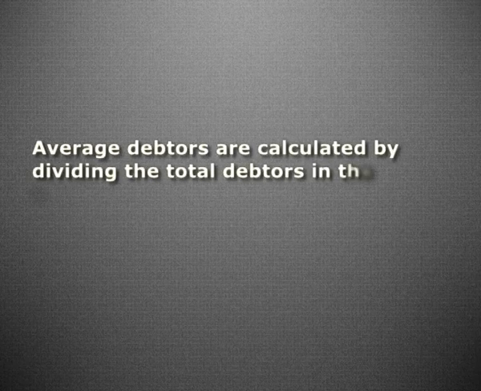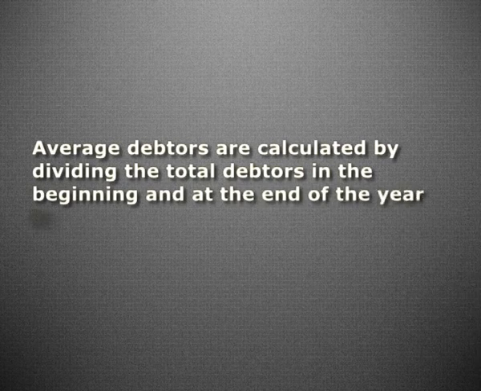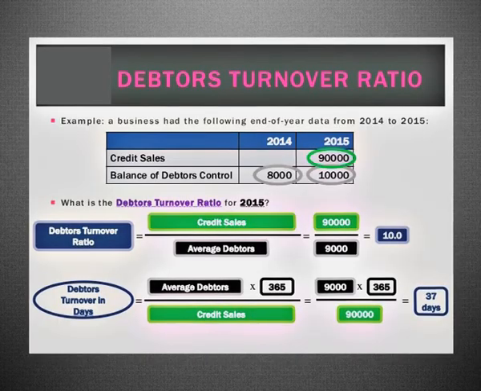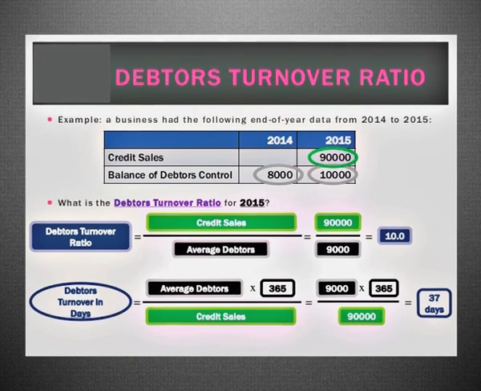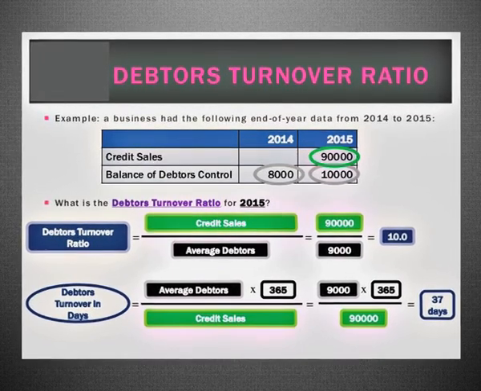Debtors turnover ratio establishes the relationship between net credit sales and average debtors of the year. Average debtors are calculated by dividing the total debtors in the beginning and at the end of the year by 2. This ratio is used to test the efficiency or speed with which the debtors are converted into cash. A high ratio is considered favorable since it indicates a successful credit policy. This ratio is expressed in number of times. This ratio is calculated as follows.